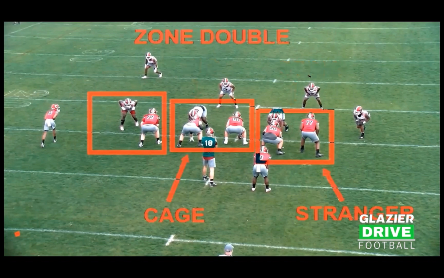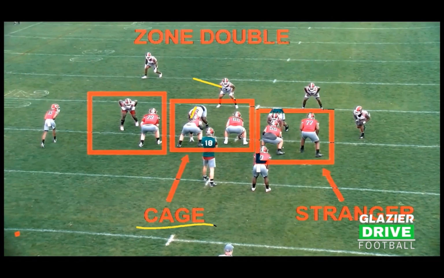Now, there's a couple different ways those doubles can be run. So if we run a zone double, that means that the cluster's working together, that the guy that they're working to is not in between them. So we've got a 3 technique here. They're working to the left. He's not in between the guys in the cluster. This is called a cage. You could call it a SIG, or you could call it a cage.